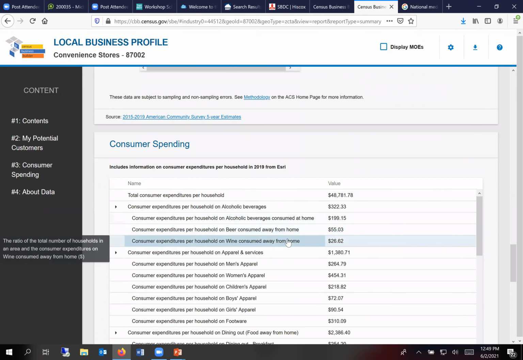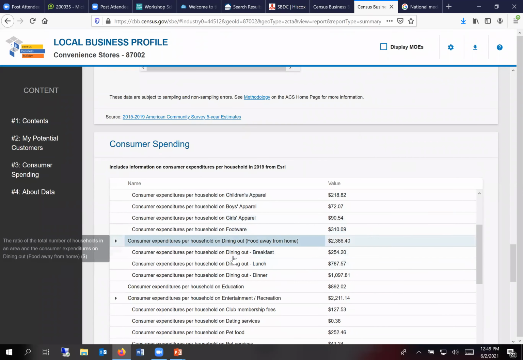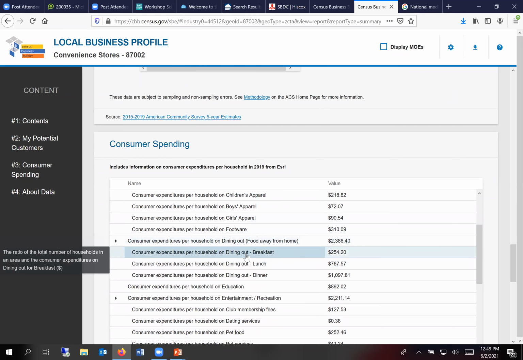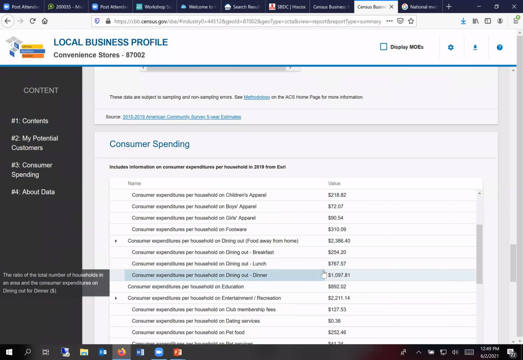Next, my favorite part of this report is consumer spending, and you could see what the average yearly household expenditure is in certain areas. That's very important. The most common ones I use are dining out, food away from the home, breakfast, lunch, and dinner. My gosh, we spend a lot on dinner in 87002.